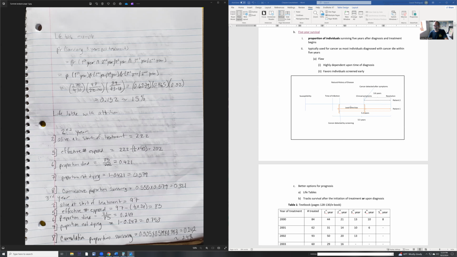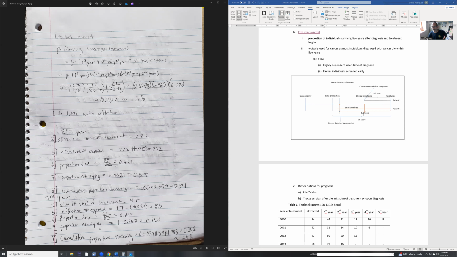This is a natural history of the disease. This time we're starting with susceptibility, not just infection, right? Susceptibility and then resolution, which in this case we're looking at death. So resolution is death. So two individuals, say one of them was diagnosed with cancer after clinical symptoms started. So here, clinical symptoms started over here, right?